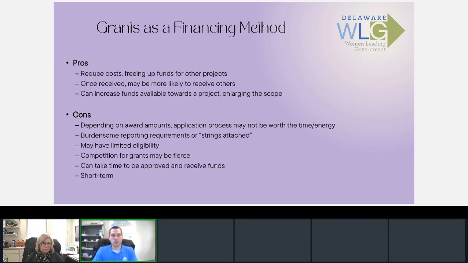Also, it can take time to be approved and receive funds. So if you want to pursue a project, you apply for a grant, and they don't make an award decision until 6 months from then, it may just be too late, and you need to decide whether you pursue the project on your own or you wait and find out whether or not the award was granted.